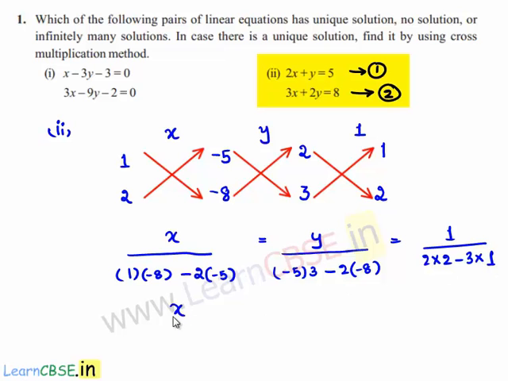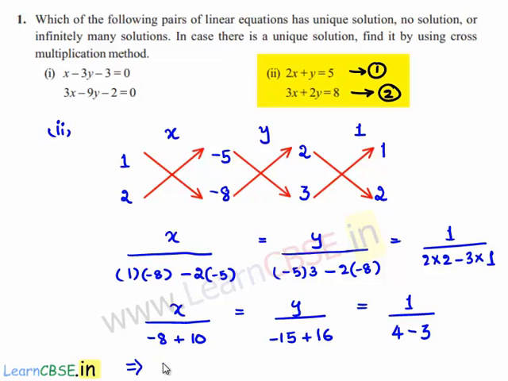So this gives x by 1 multiplied by -8 is -8, minus of minus is plus, and 2 multiplied by 5 is 10. This is equal to y by -5 times of 3 is -15, minus of minus is plus, and 2 times of 8 is 16. This is equal to 1 divided by 2 times of 2 is 4, minus 3 times of 1 is -3.